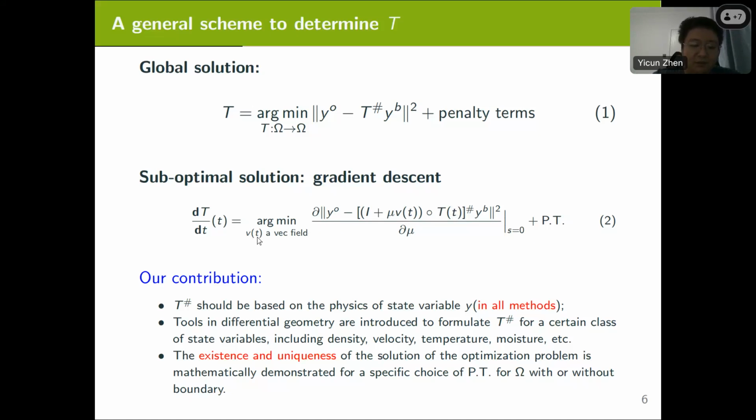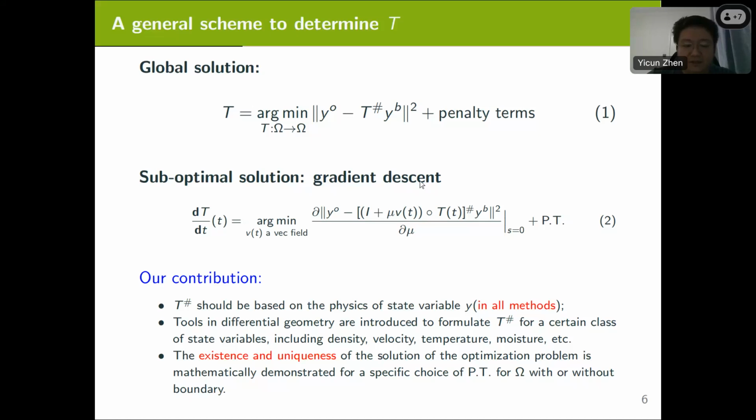So we check over all the possible vector fields, V of t. V of t is a vector field, so we consider all the possibilities for V of t. I plus mu times V of t, composed with capital T of t, represents all the possible displacement maps for the next mu time. We want the observed state YO to be as close as possible to the adjusted background estimate YB. So we check all the vector fields so that the background estimate, when adjusted along the vector field v, has its difference decrease as fast as possible.